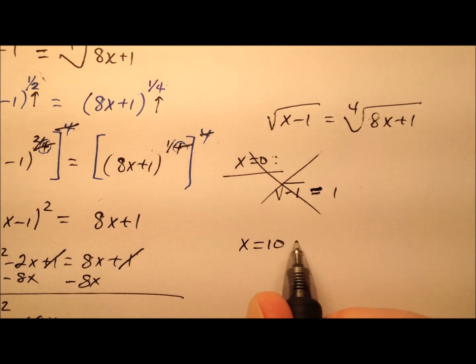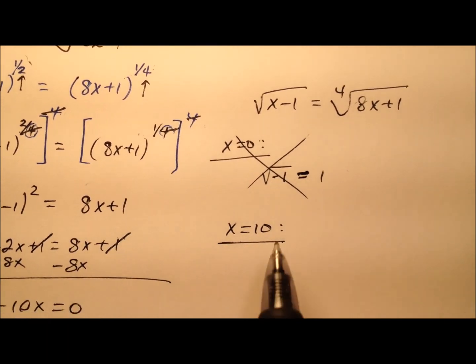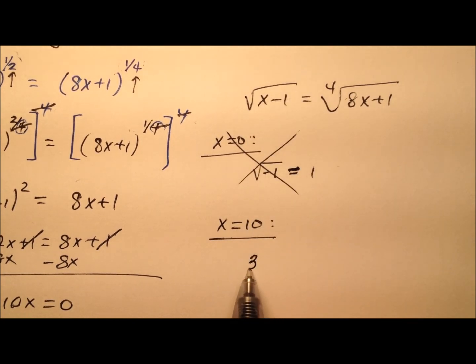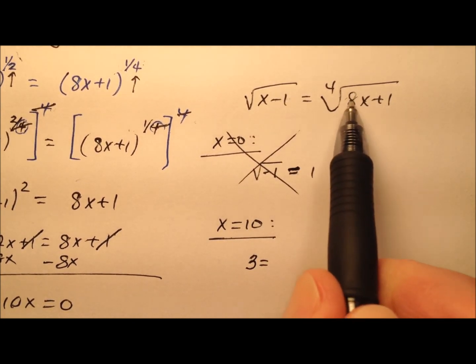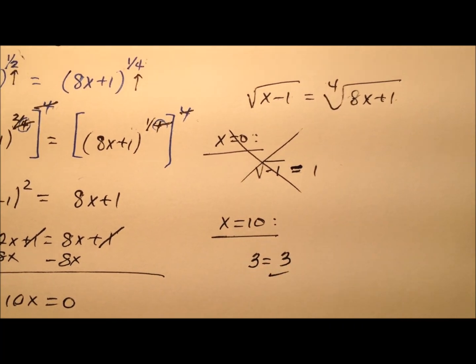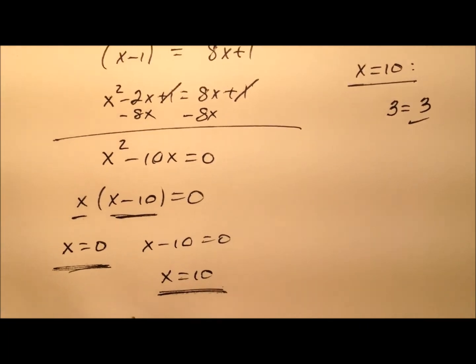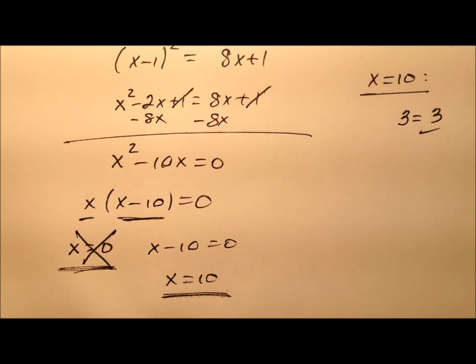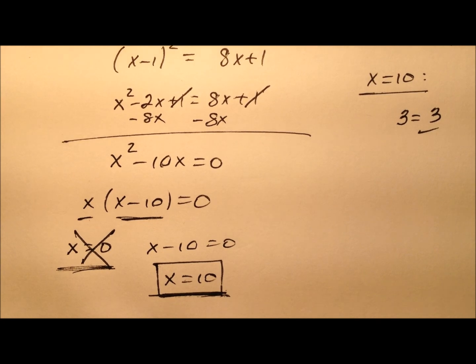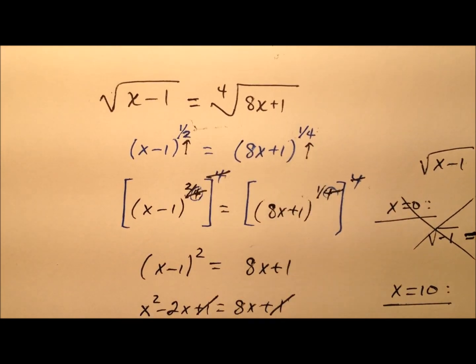Okay, so how about x equals 10? Well, we plug 10 in. 10 minus 1 is 9. Square root of 9 is 3. Okay, and then 8 times 10 is 80, plus 1 is 81, and the fourth root of that is 3. So that one works out. So we see that x equals 0 will be an extraneous solution, but x equals 10 will work, so that's going to be the solution for this original equation.